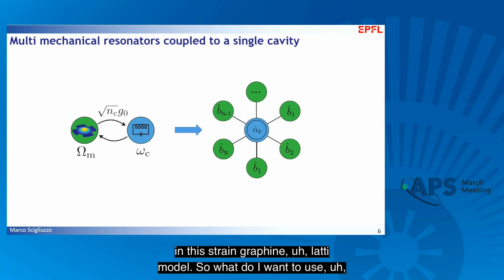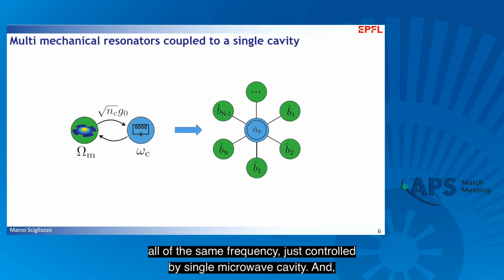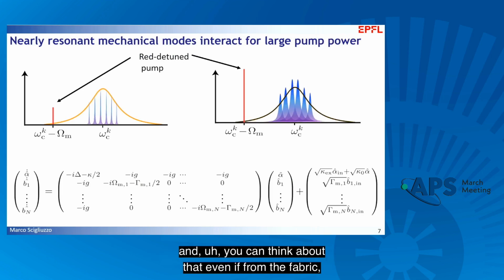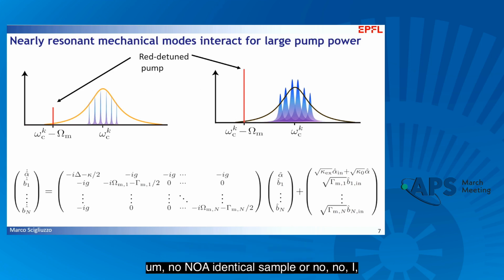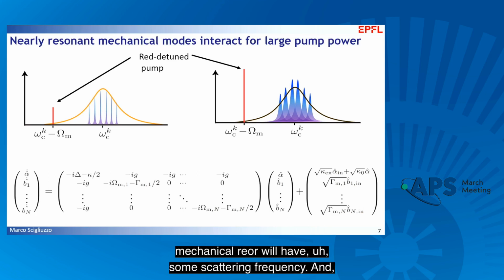So what do I want to use this platform for in this experiment? We want to have many mechanical resonators, all resonant, all of the same frequency, just controlled by a single microwave cavity. And you can think that even if from the design point of view you try to get exactly the same frequency, due to fabrication imperfection, you will always have some scattering in the mechanical frequency. So here I just use this cartoon to show that indeed even nominally identical mechanical resonators will have some frequency scattering.